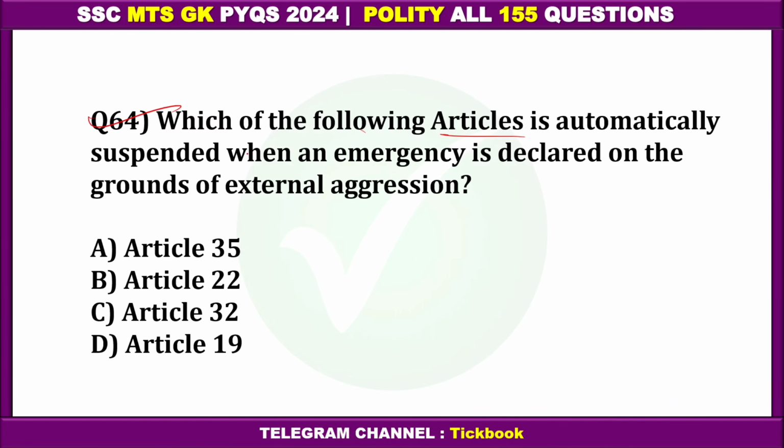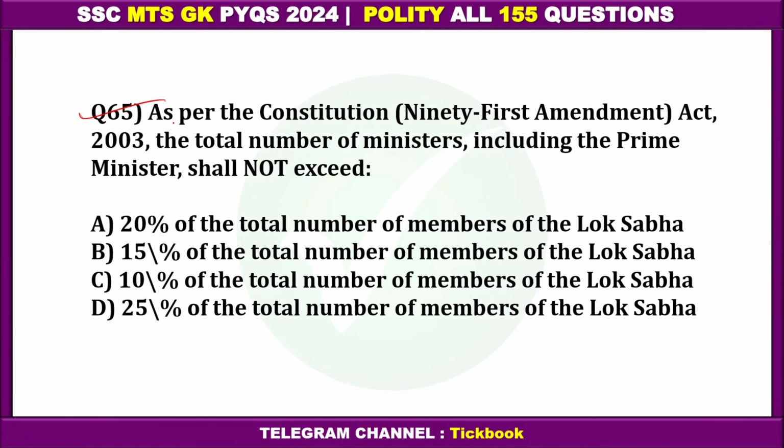64. Which of the following articles is automatically suspended when an emergency is declared on the grounds of external aggression? Option number D, Article 19. 65. As per the Constitution, 91st Amendment Act 2003, the total number of ministers, including the Prime Minister, shall not exceed. Option number B, 15% of the total number of members of the Lok Sabha.